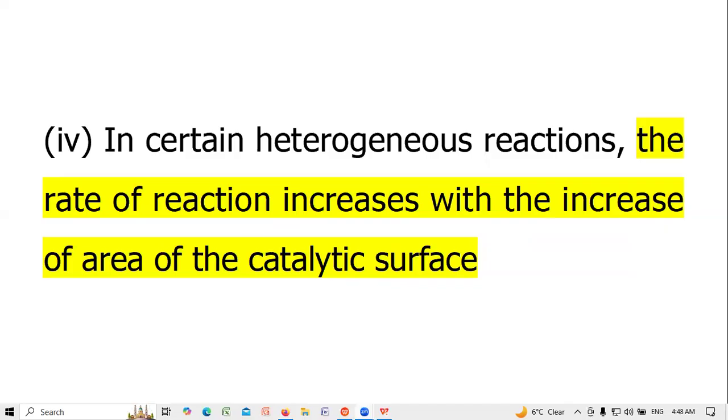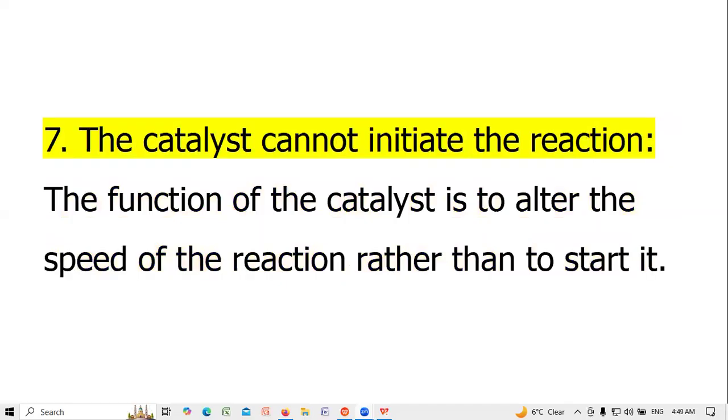In certain heterogeneous reactions, the rate of reaction increases with increase in the area of the catalytic surface. The catalyst cannot initiate the reaction. The function of the catalyst is to alter the speed of the reaction rather than to start it.